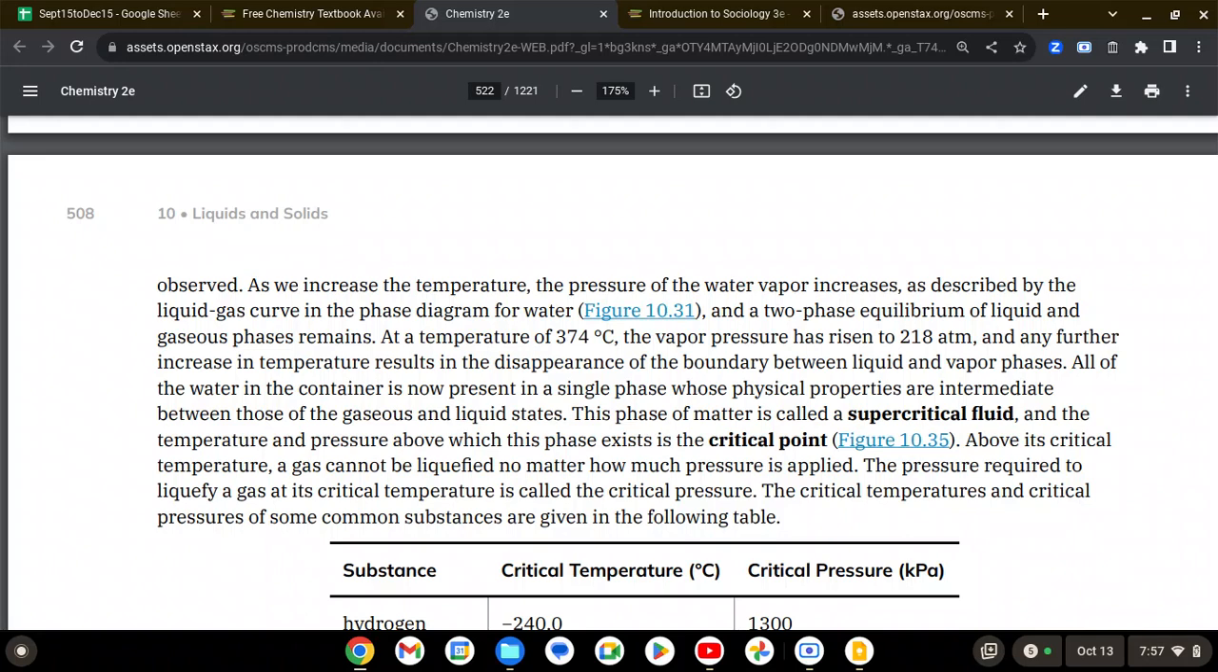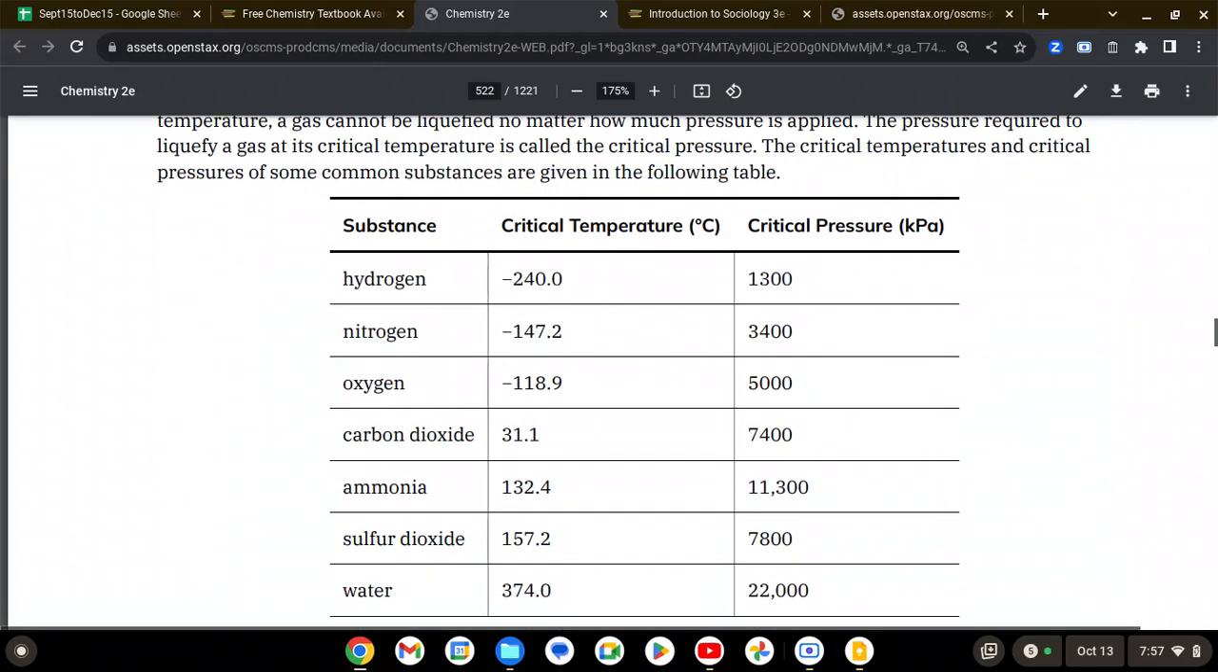This phase of matter is called a supercritical fluid, and the temperature and pressure above which this phase exists is the critical point. Above its critical temperature, a gas cannot be liquefied no matter how much pressure is applied. The pressure required to liquefy a gas at its critical temperature is called the critical pressure. The critical temperatures and critical pressures of some common substances are given in the following table.